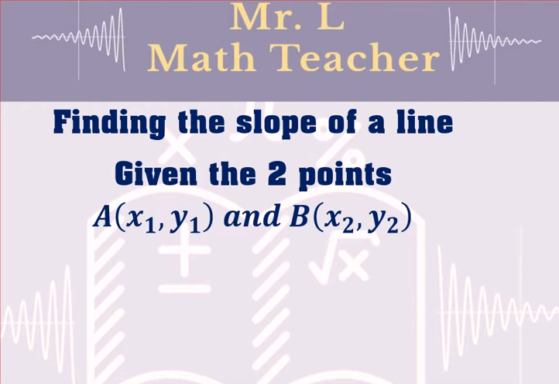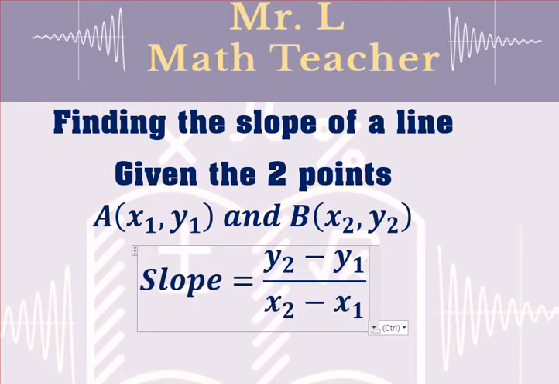So given 2 points A (x1, y1) and B (x2, y2) such that these 2 points belong to a certain line. If you want to find the slope of the line, all you have to do is to apply the following formula. The slope is equal to (y2 minus y1) over (x2 minus x1). As you see, y2 and y1 are the ordinates of B and A, and x1 and x2 are the abscissa of the points A and B respectively.